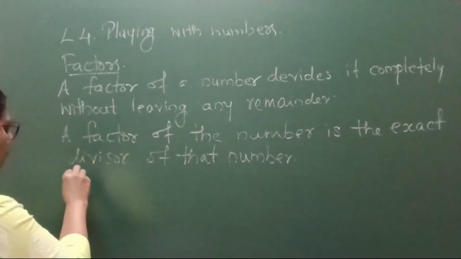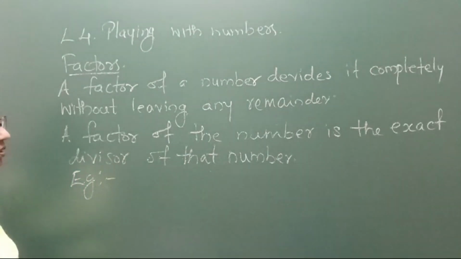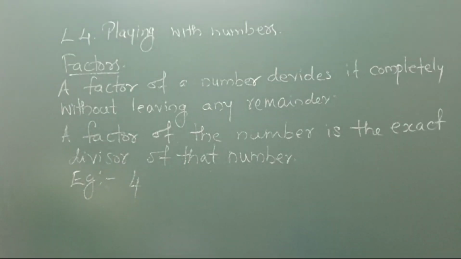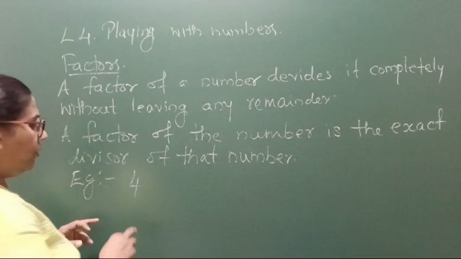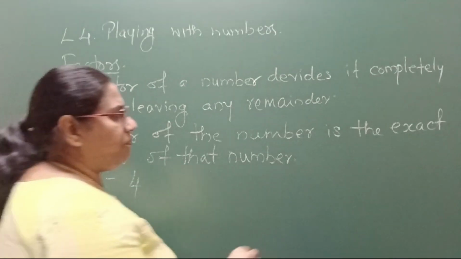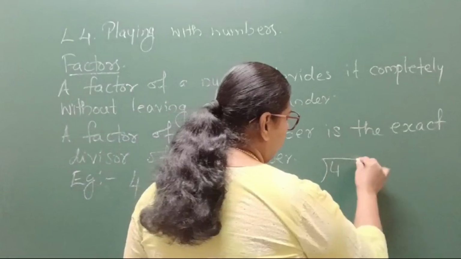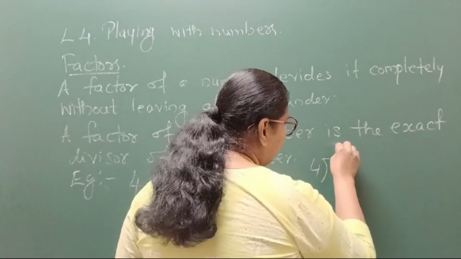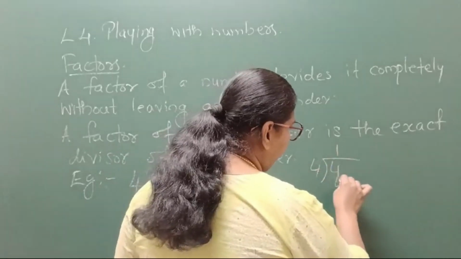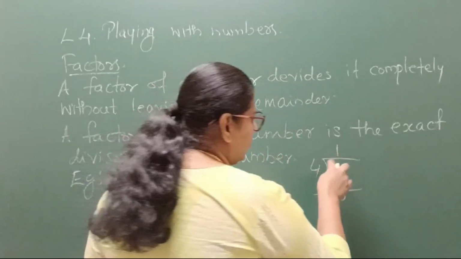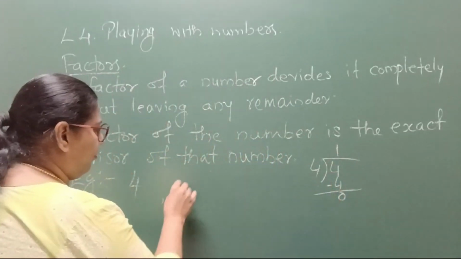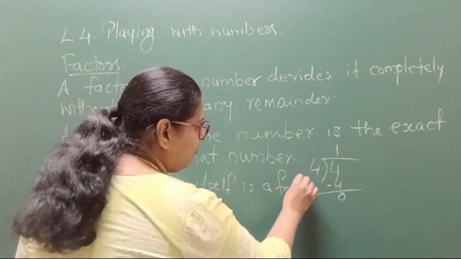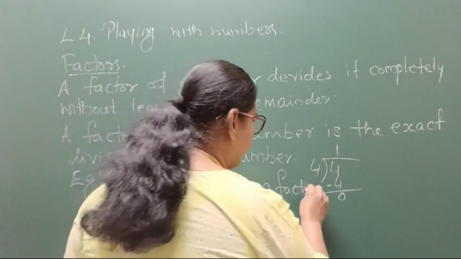Example. A number 4. When you divide this number 4 by the same number, we get quotient 1. 4 ones are 4, balance 0. So 4 itself is a factor.